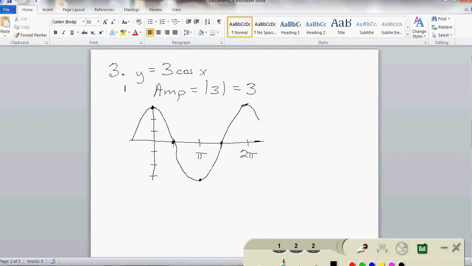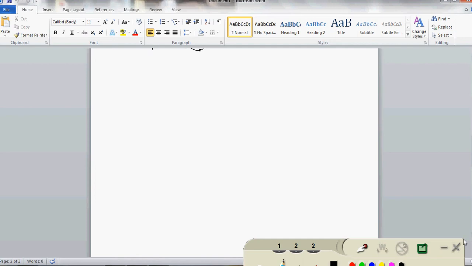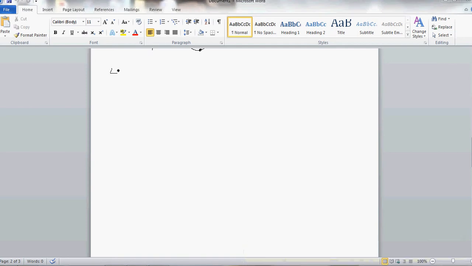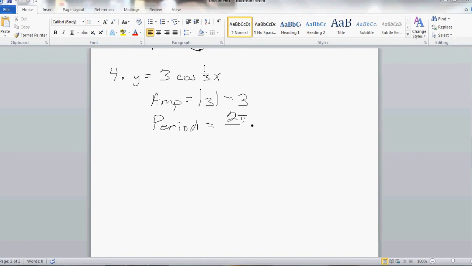The final example in this first group is example number 4, which is y equals 3 cosine of 1/3 x. And once again, we have the amplitude concern, this number here. The absolute value of that is 3. So that's no problem. The period, we always calculate by doing 2 pi over the number that's being multiplied by the variable right here, which is 1/3. Well, of course, 2 pi over 1/3 equals 6 pi.